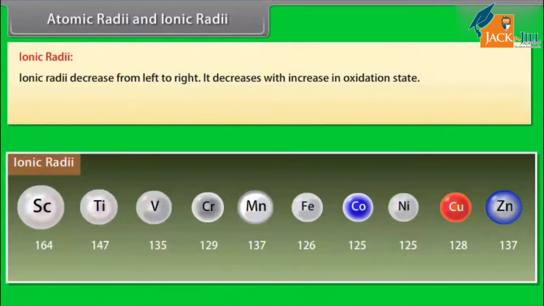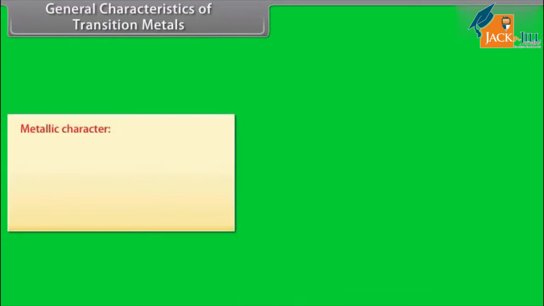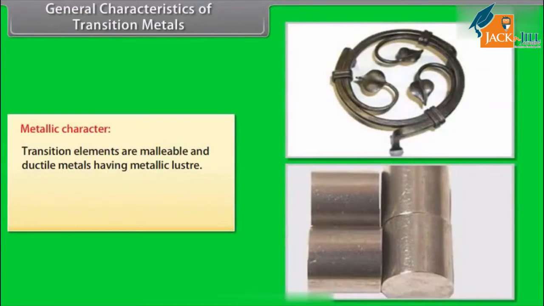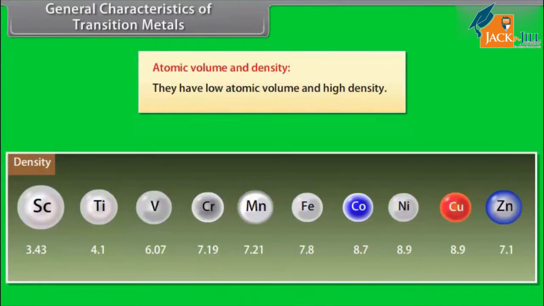It decreases with increase in oxidation state. For the same oxidation state, the ionic radii generally decrease with increase in nuclear charge. General characteristics of transition metals. Metallic character. Transition elements are malleable and ductile metals having metallic luster. These are good conductors of heat and electricity. Except mercury, all are solids. Atomic volume and density. They have low atomic volume and high density.